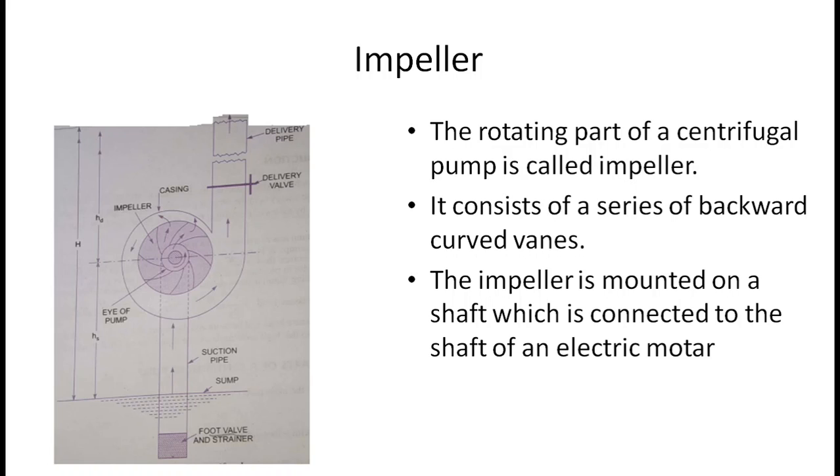Let's discuss the impeller. The impeller is the rotating part of a centrifugal pump. It consists of a series of backward curved vanes. The impeller is mounted on the shaft, which is connected to the shaft of an electric motor.